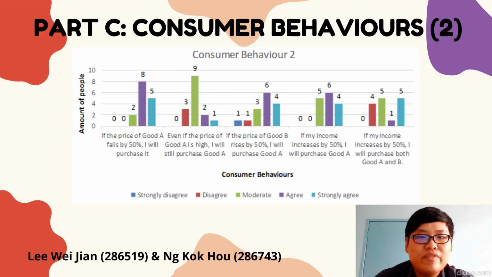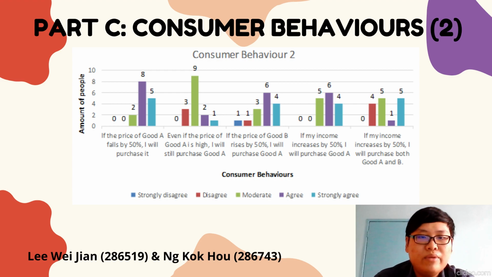Based on the graph, 15 respondents agree with the statement "If the price of Good A falls by 50%, I will purchase it." There are 2 people moderate, 8 people agree and 5 people strongly agree with this statement. The type of good for Good A is a normal good. So, when the price of Good A falls, the customer will purchase it, by the assumption of ceteris paribus.